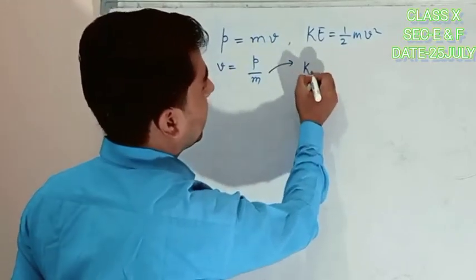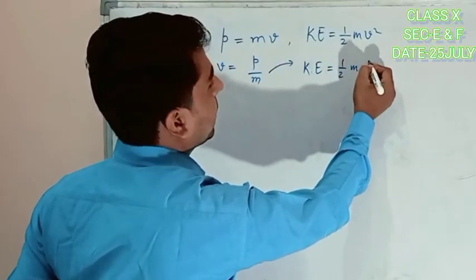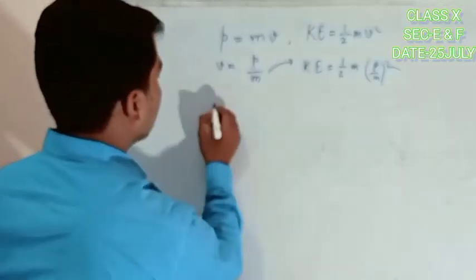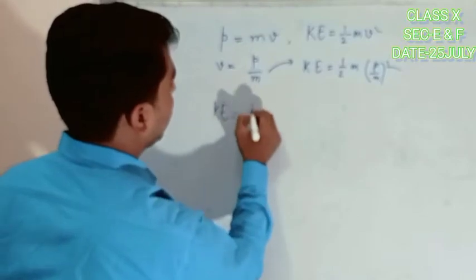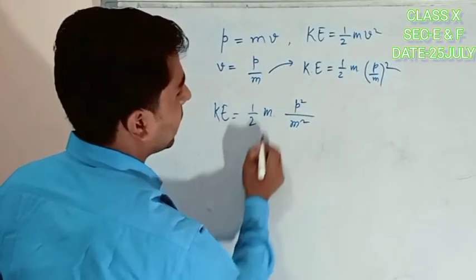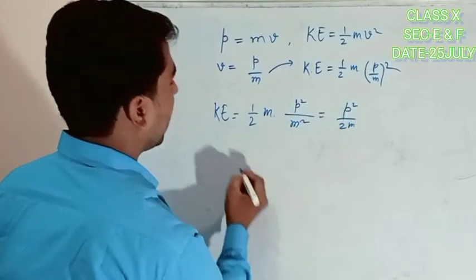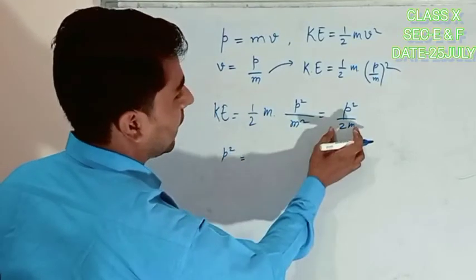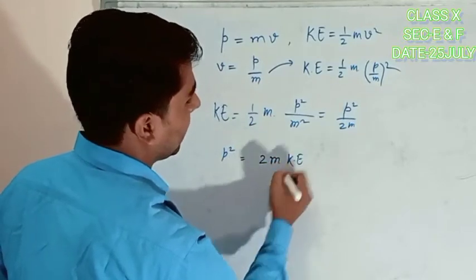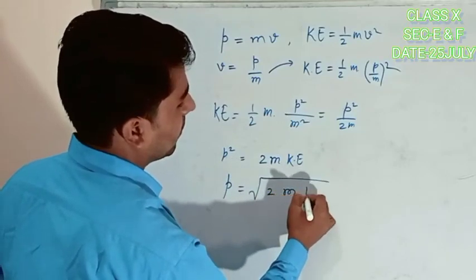So what you will have: kinetic energy is equal to half m, instead of v, P by m, and whole square. So kinetic energy is equal to half m P square upon m square. One m will be cancelled. What you will get is P square upon 2m, or P square is equal to, take this 2m on this side, 2m into K, or P is equal to under root 2mK.